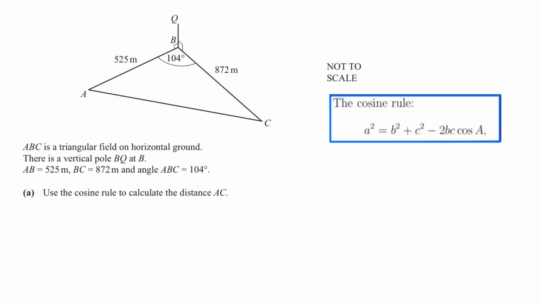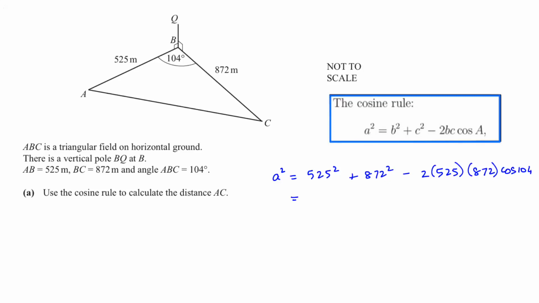The cosine rule to find the side is a squared is equal to b squared plus c squared minus 2bc cos A. If you want to find side AC, you must have the opposite angle. A very easy question to solve if you know your rule. We are just going to replace all that we have. So a squared, which is AC squared, is equal to 525 squared plus 872 squared minus 2 times 525 times 872 times cos 104.